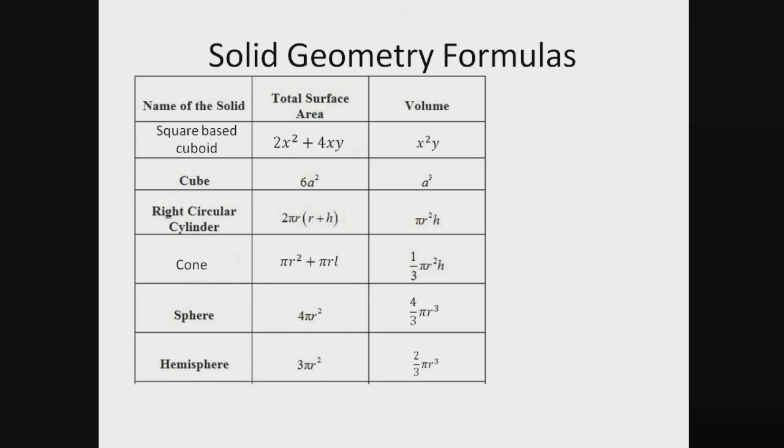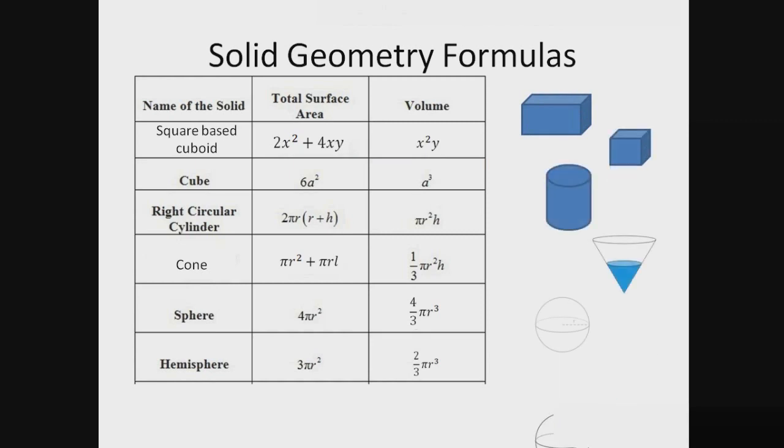There are many formulas that can be associated with related rates problems, such as the solid geometry formulas for finding the area and also the volume, such as the square base cuboid, the cube, the right circular cylinder, cone, sphere, and also hemisphere. So, in these formulas, you have to know the total surface area and the volume for the solid geometry.